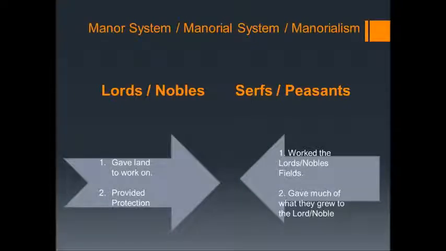Now in this image, you will see a relationship in the manorial system between lords and nobles and serfs and peasants. The lords and nobles provided land, and they provided protection to these serfs and peasants. The serfs and peasants, on the other hand, had to work the land and give a portion of their crops back to the lords and nobles. Additionally, serfs were not slaves, but they could not leave their land without their lord's permission. For working the lord's fields, they did receive protection from outside invaders. The serfs did most of the work on the manor, and they had to pay a lot of what they grew back to the lord, and they could not sell their land.